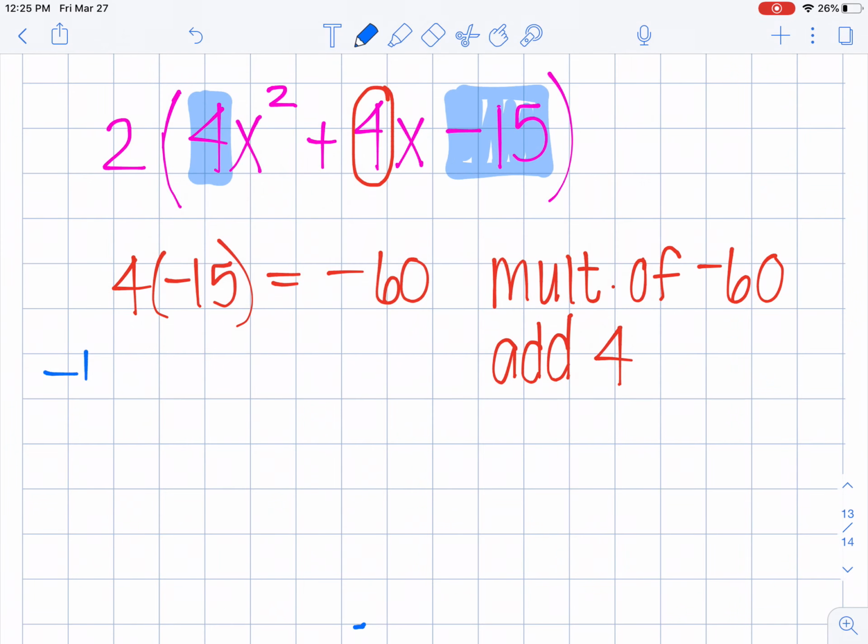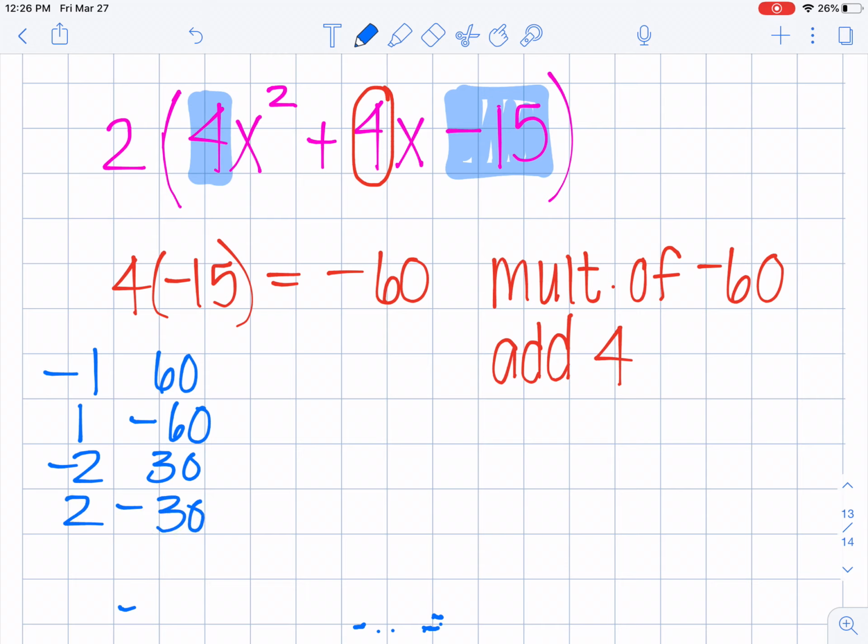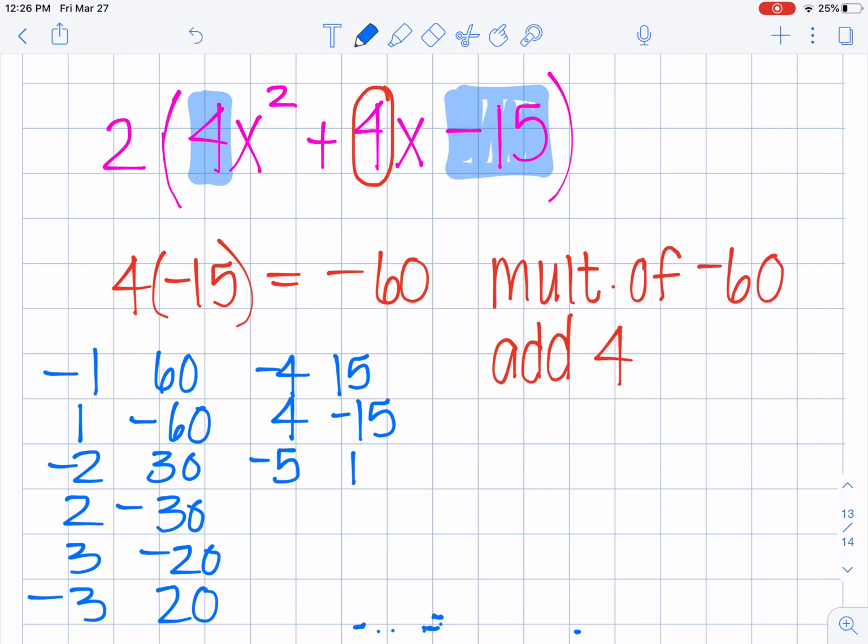Okay, I have negative 1 times 60. I have positive 1 times negative 60. I have negative 2 times 30 and 2 times negative 30. I have 3 times negative 20 and negative 3 times positive 20. I have negative 4 times 15 and 4 times negative 15. I have negative 5 times 12 and 5 times negative 12. I have negative 6 times 10 and 6 times negative 10.